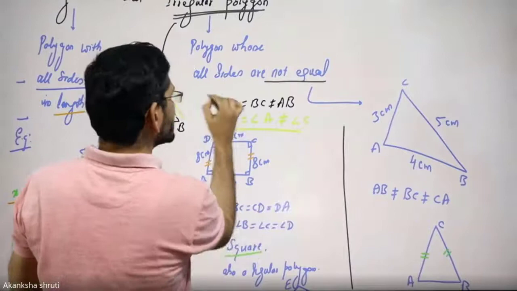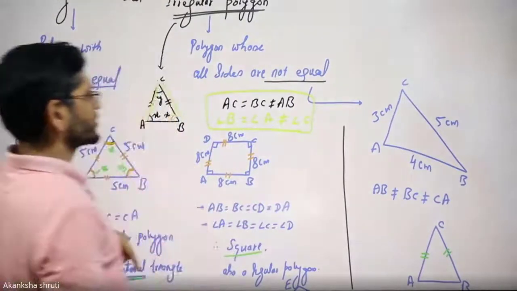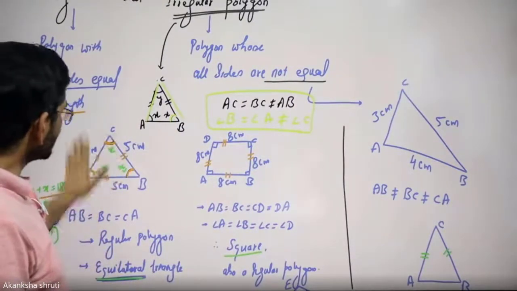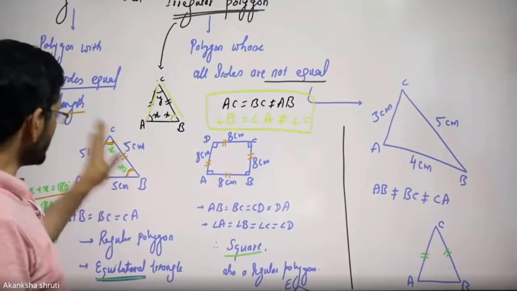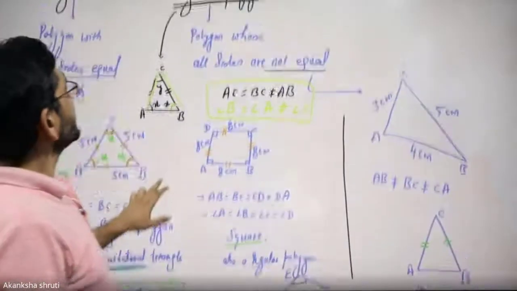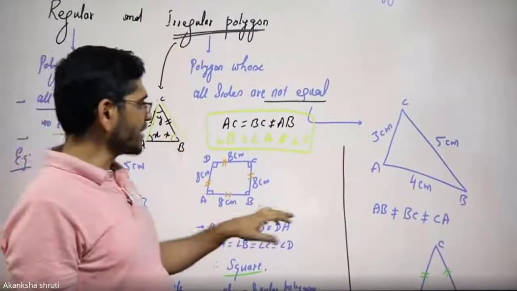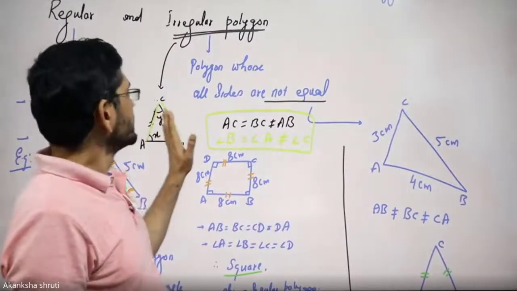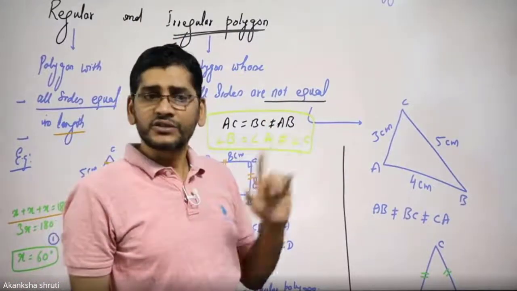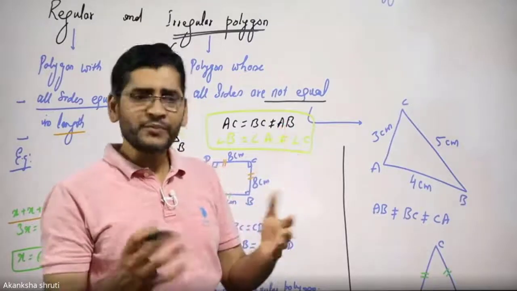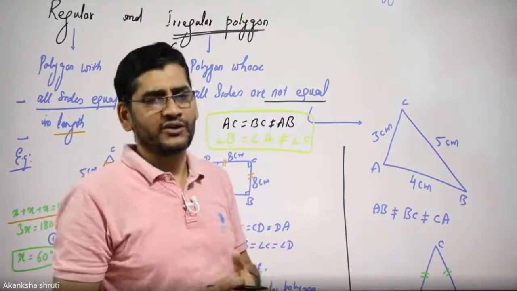So these two things you have to keep in mind always. For a regular polygon, all their internal angles are equal, all their sides are equal. But for an irregular or non-regular polygon, all the sides and all the internal angles are not equal, though it may be possible that two or three or some more are equal.